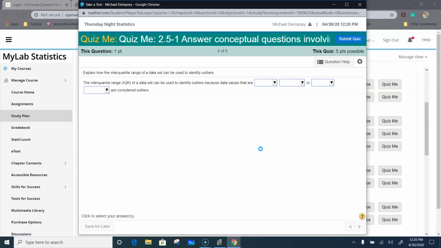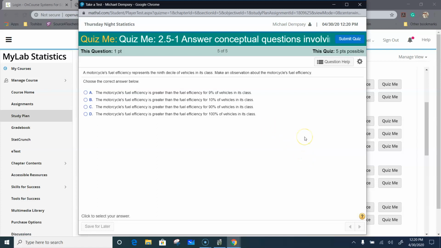Explain how the interquartile range of a data set can be used to identify outliers. Okay, so the IQR of the data set, we're going to find values that are greater than Q3 plus 1.5 IQR. This is what we just did, right? So if a value is above, I multiply IQR by 1.5 and add it to Q3, or less than, let's take Q1 and subtract the 1.5 IQR from that. Those would be where my outliers are going to live.